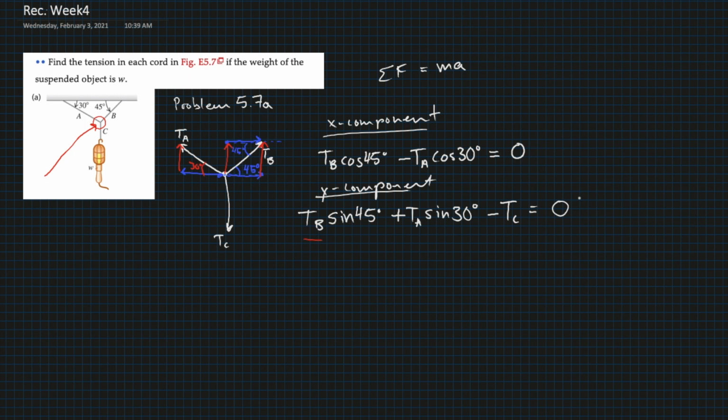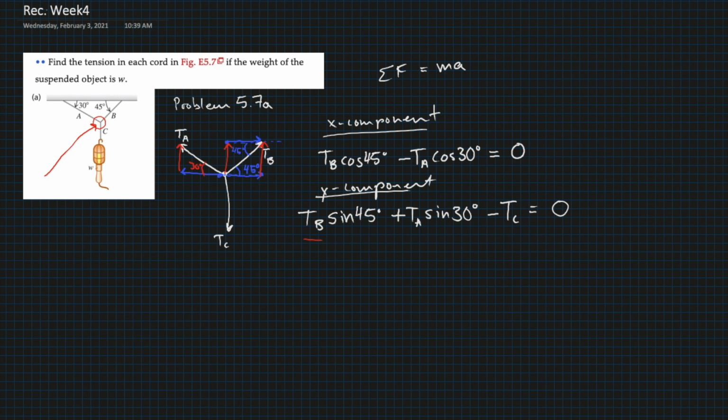Okay, so let's try to solve this. Couple things to note. First, the way that this problem is worded is a little bit strange. Really what it wants to ask for is find the tensions, tension A, B, and C, in terms of W being the weight of this object. And so really here I can recognize that I have 3 unknowns: tension A, tension B, and tension C.